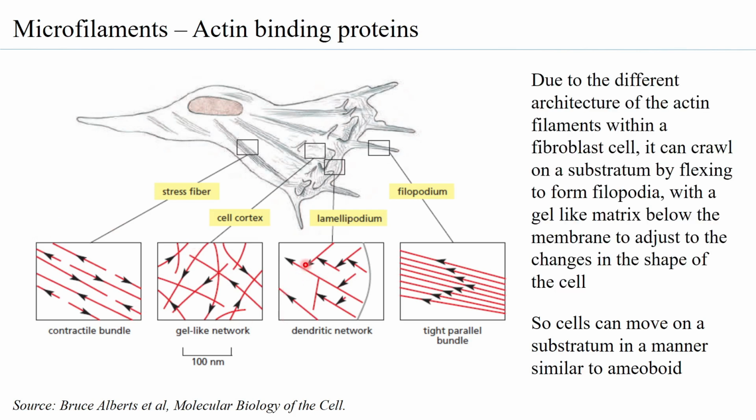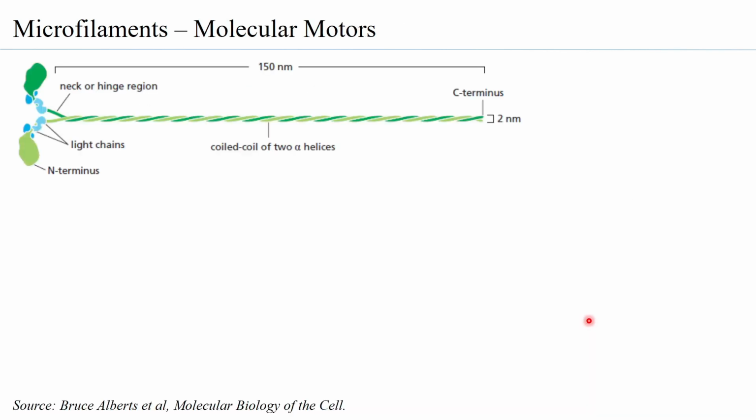So this is basically trying to tell the same thing, that a cell can crawl on a substratum by flexing to form filopodia, with a gel-like matrix just below the membrane to adjust to the changes in the shape of the cell. Now, we look at the molecular motors associated with these microfilaments. As you've seen, microfilaments are associated with movement. Therefore, for movement, some energy is required, and hence these actin filaments are associated with molecular motors, and instantly what comes to mind is myosin.